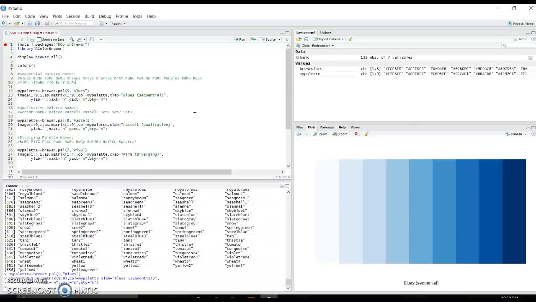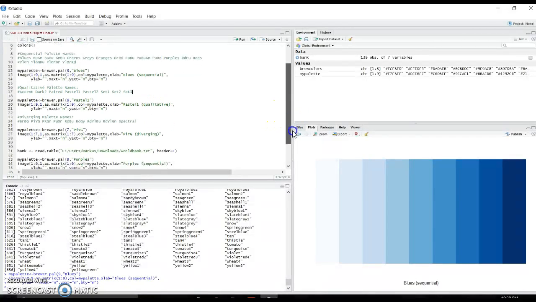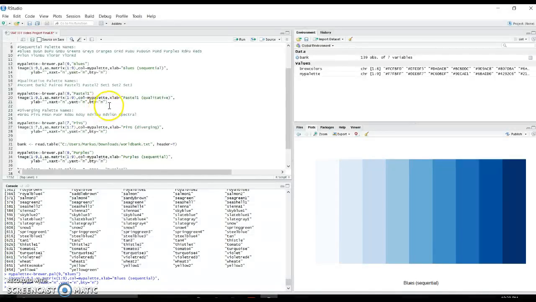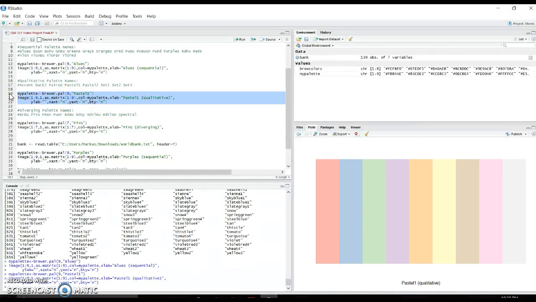Qualitative palettes use hues to create the primary visual differences between classes. Qualitative schemes are best suited to representing nominal or categorical data. The qualitative palettes are as follows. Let's take a look at the Pastel 1 qualitative palette. We could use this palette for categorical data and represent each category with a different pastel.